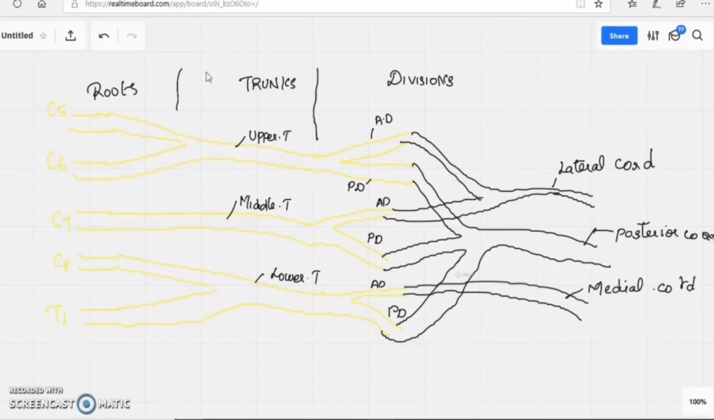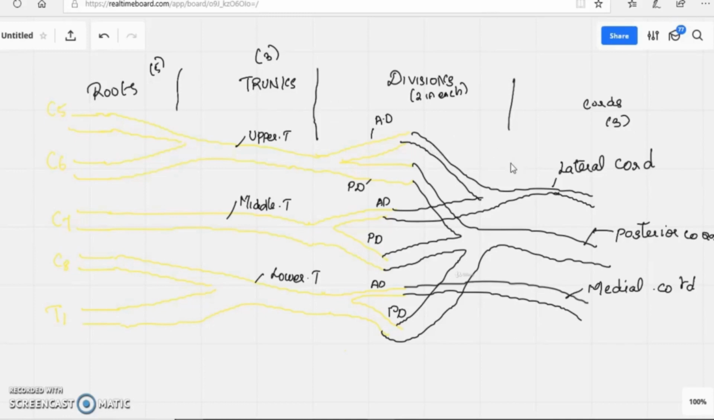So you might be clear: we have 5 roots and 3 trunks, divisions again 2 in each, and then we have cords formed together by the anterior and posterior divisions of each trunk, and that is again 3 in number. So these are the cords. So we have these 4 parts of the brachial plexus.